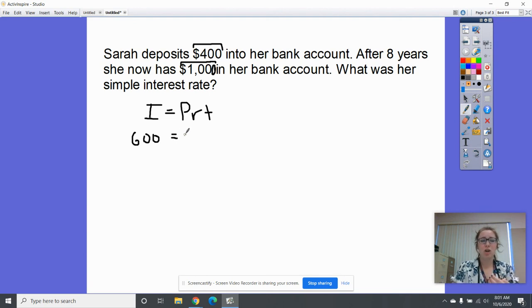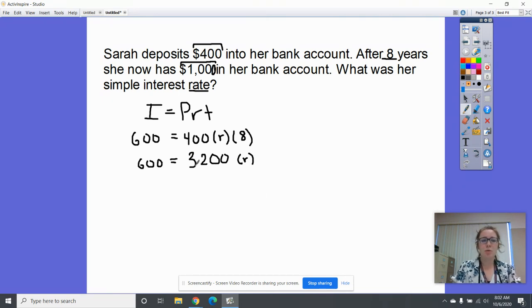Principal is the amount she started with, that she deposited. That was her 400. Rate, well, that's the thing we're looking for. We don't know what that is. And time was 8 years. So now we're going to solve. First thing I'm going to do is multiply together 400 times 8. 400 times 8 is 3,200. And we still have times r.